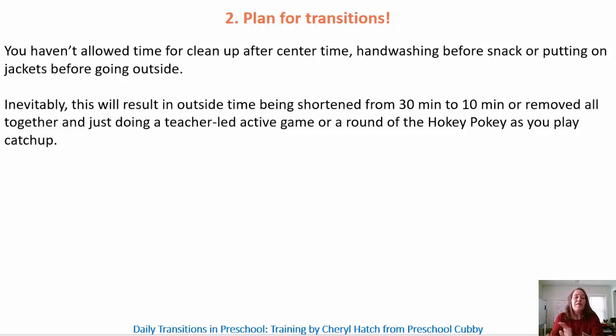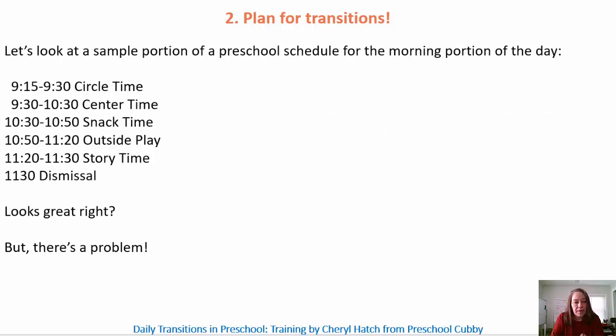So inevitably, this is going to result in your outside time being shortened from 30 minutes to 10 minutes, because you're not going to have time. For example, if your outside time is from 10:50 to 11:20, and you don't plan in enough time for them to put on and take off jackets, you're not going to have your entire half hour outside. So what you might need to do is cut back on center time a little bit.